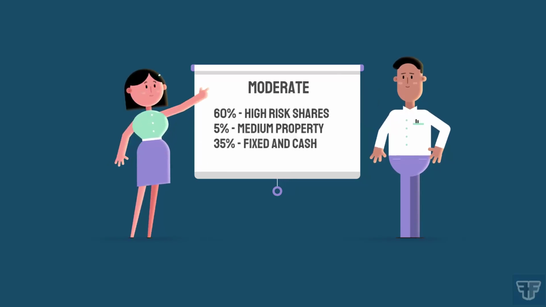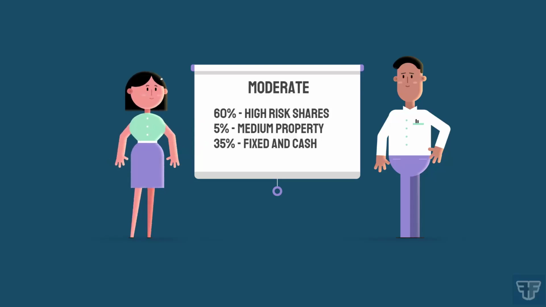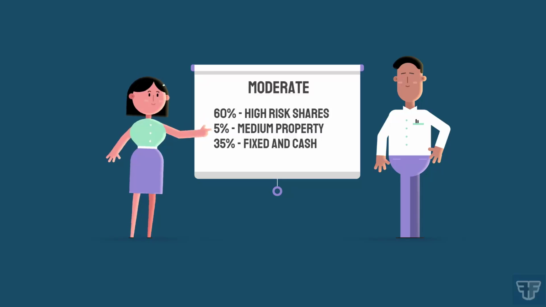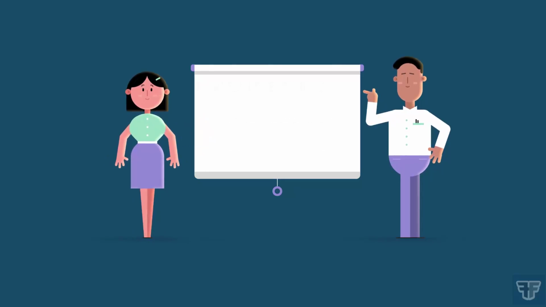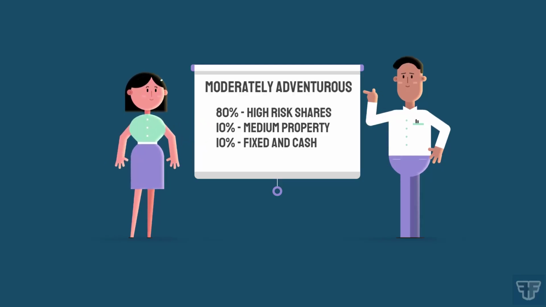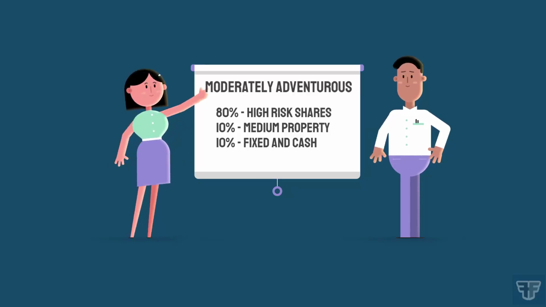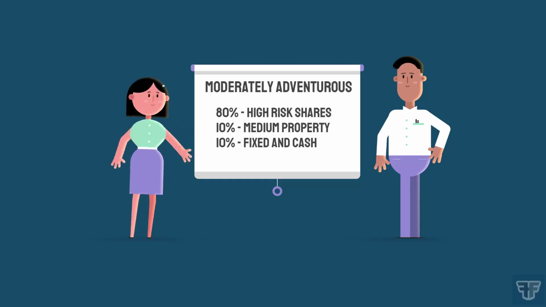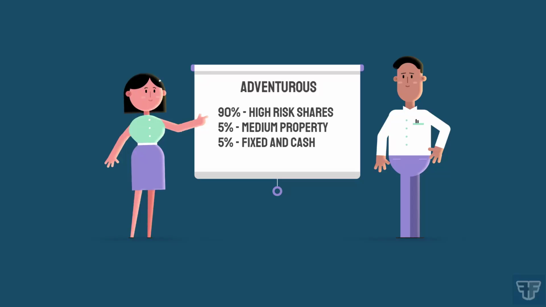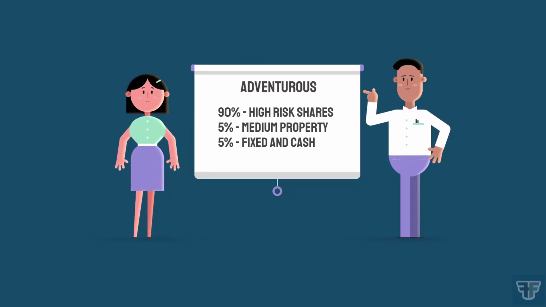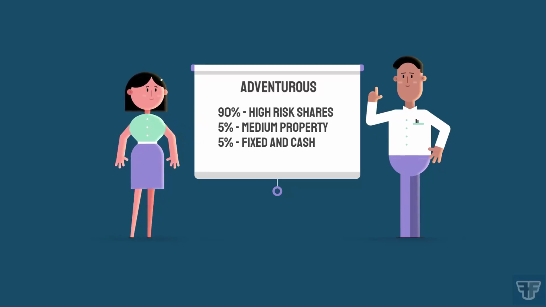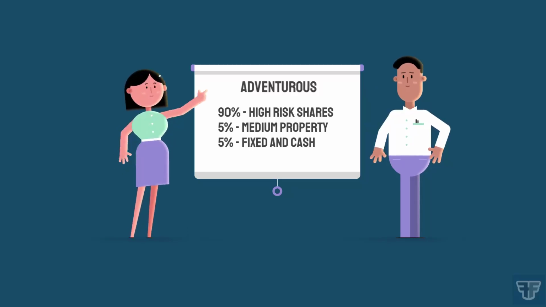Moderate. You may be comfortable with 60% in high-risk shares, 5% in medium-risk property, and 35% in lower to medium-risk fixed interest and cash. Moderately adventurous. Now it could be invested broadly 80% in high-risk shares, 10% in medium-risk property, and 10% in low to medium-risk fixed interest investments and cash. And finally, adventurous. This could be perhaps 90% in high-risk shares, 5% in medium-risk property, and 5% in low to medium-risk fixed interest investments and cash.